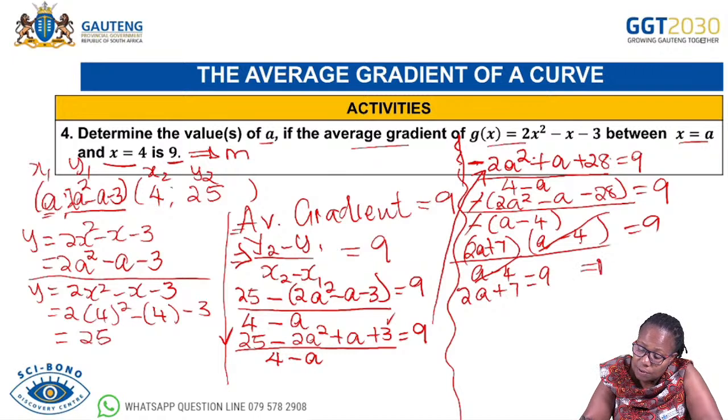And therefore, the 2a is equal to 9 minus 7, which is how much? 2. Then we end up with a equals to 1.